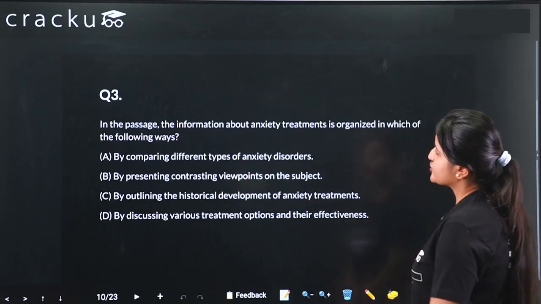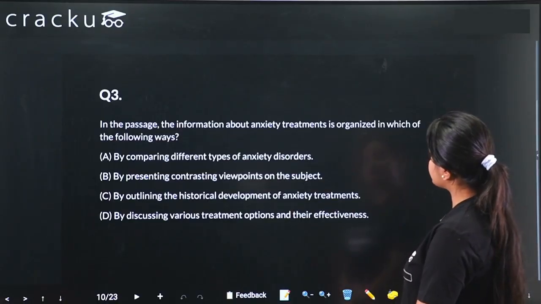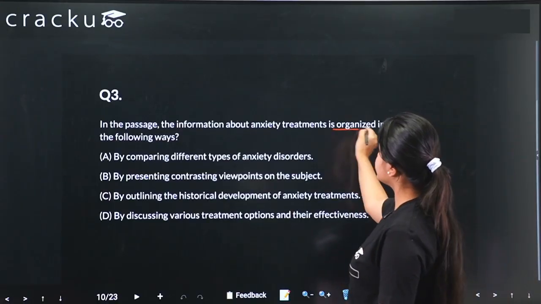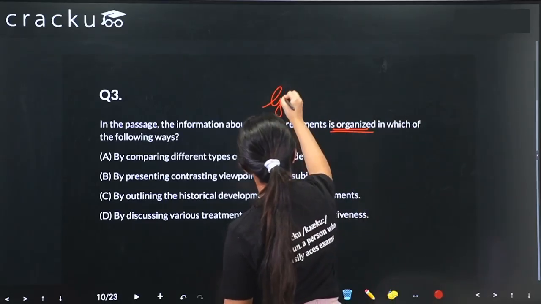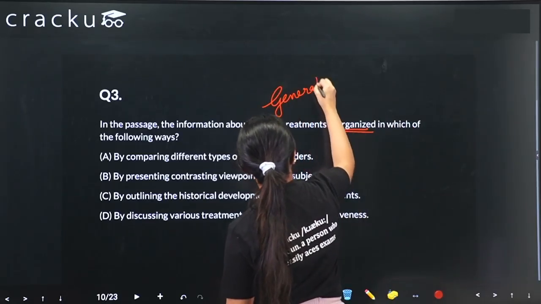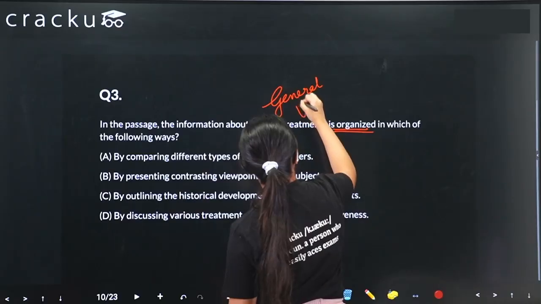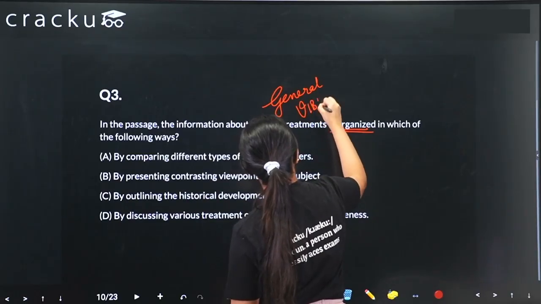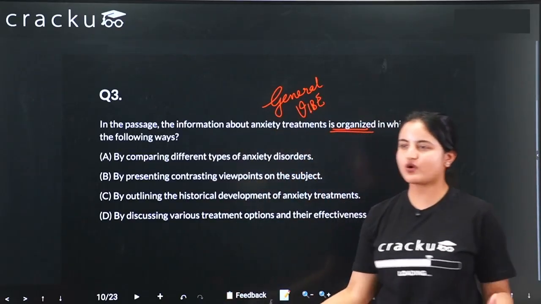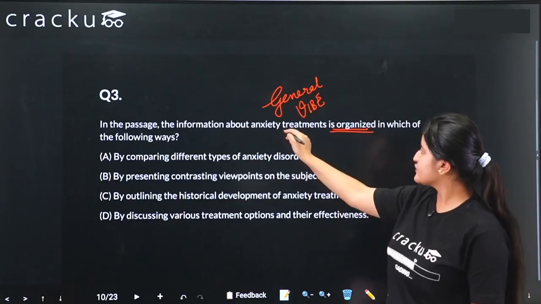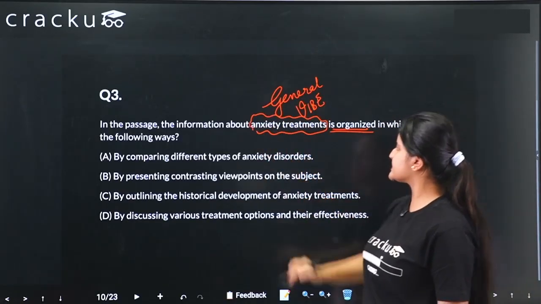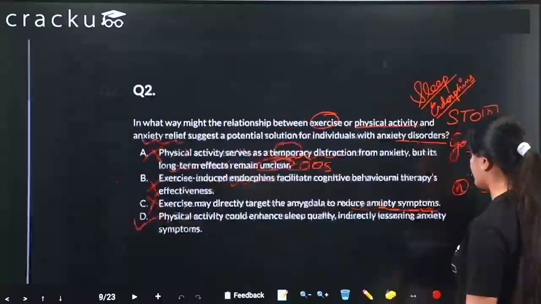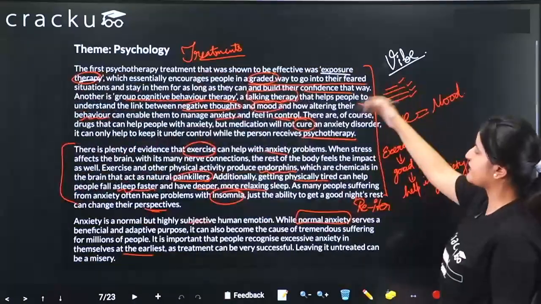In the passage, the information about anxiety treatments is organized in which of the following ways? So this is basically a general vibe question. What was the vibe of it? How was the author presenting it, man? So information about anxiety treatments, how was the author presenting it? So we can just also go back here and recheck the vibe if we don't remember.